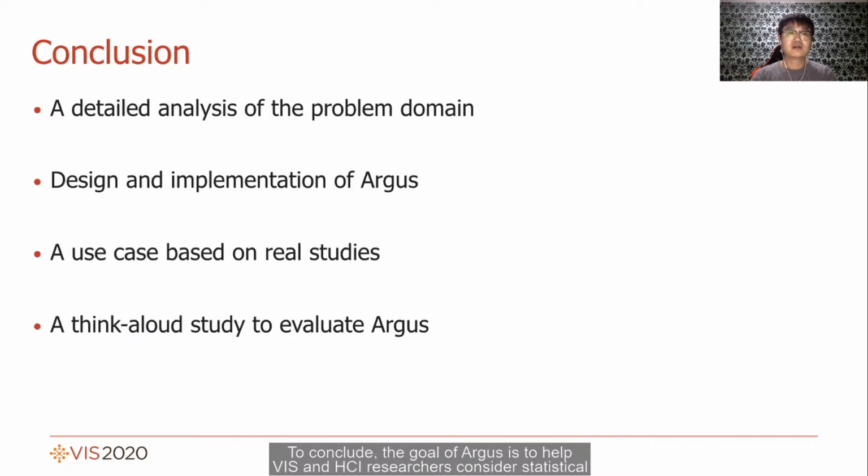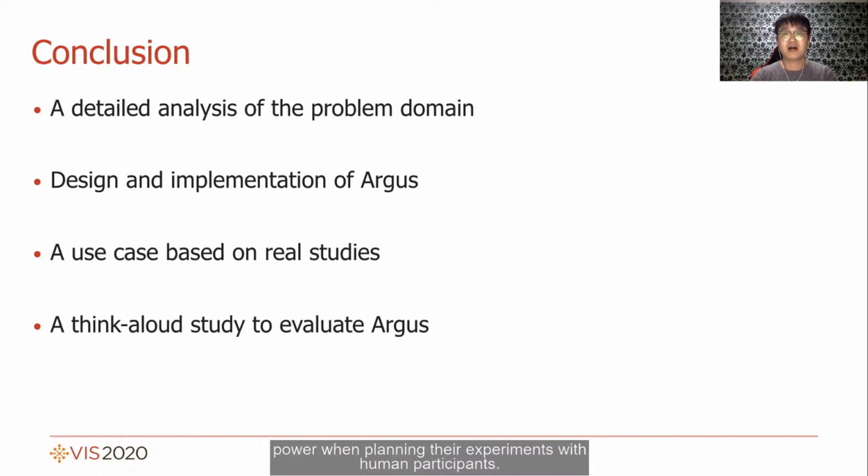To conclude, the goal of Argus is to help VIS and HCI researchers consider statistical power when designing their experiments with human participants. Argus provides 4 key contributions. First, we presented a detailed analysis of a problem domain, then identified the key challenges and tasks. Second, we designed and implemented Argus, an interactive tool for exploring statistical power. Third, we describe a use case of designing a visualization study based on real studies published in TVCG and CHI.